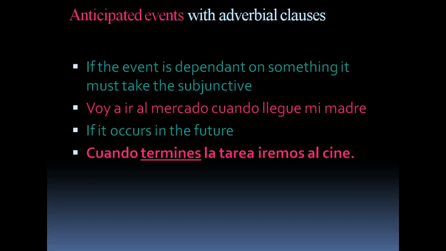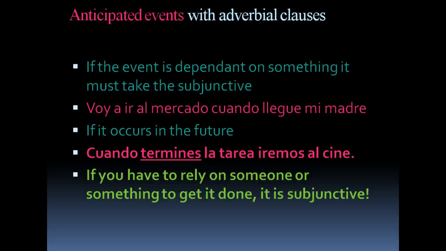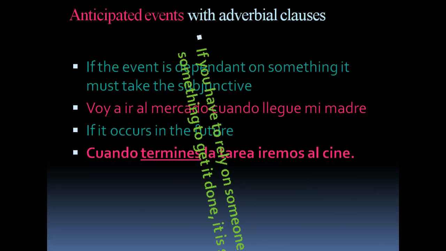Do you see how we have two different sides to this sentence? Okay? If you have to rely on someone or something to get it done, it has to be subjunctive. It makes it unknown.